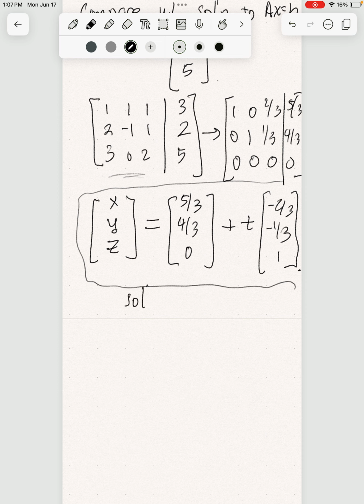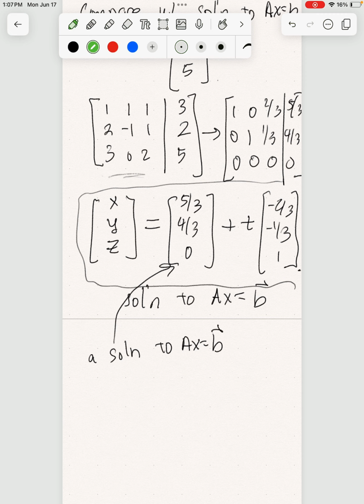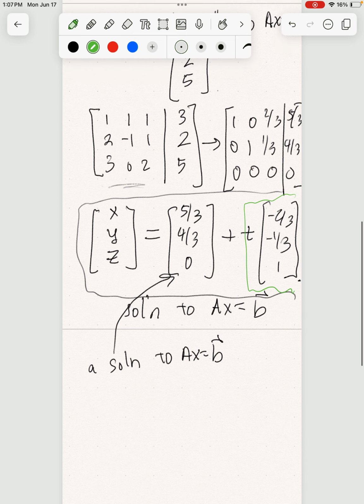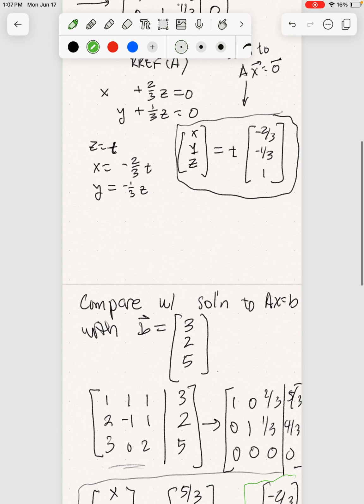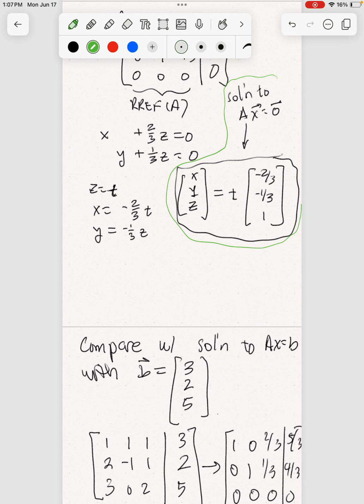So this is the solution to Ax equals b. That's the general solution. Notice that when t is 0, you're just going to get 5/3, 4/3, 0. So that's a solution to the non-homogeneous system. Notice the pattern. That vector is one solution to Ax equals b. And now notice that this part, t times negative 2/3, negative 1/3, 1, that was the homogeneous solution. That was the solution to Ax equals 0.